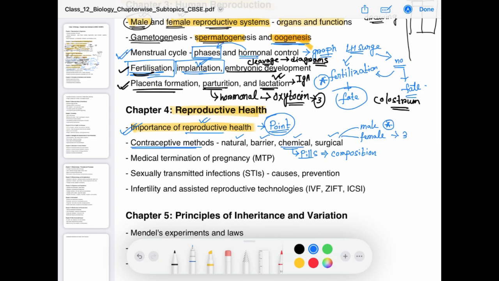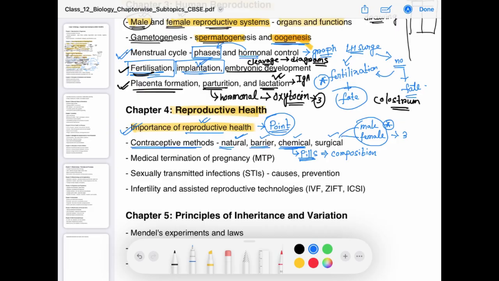It can come like the difference between male and female surgical methods, or what are the advantages of the surgical method, what are the disadvantages of the surgical method, what are the types of pills that we can use, what is the composition of the pills, what are the barrier methods, give examples of barrier methods, natural method, what is the advantage and what is the disadvantage, is it safe to use the natural method.